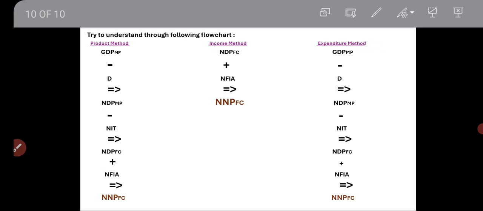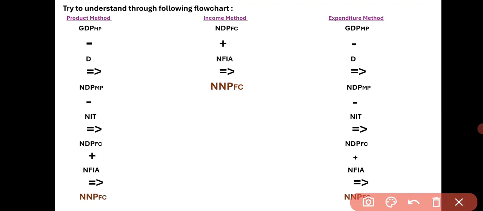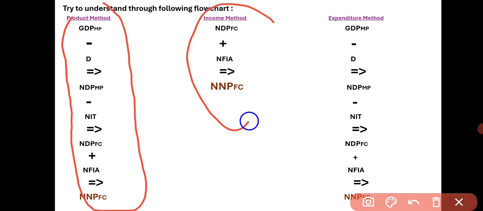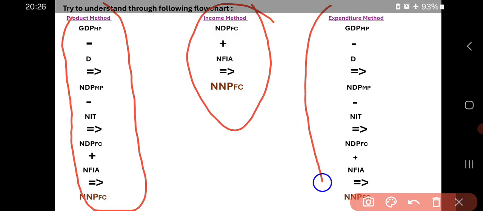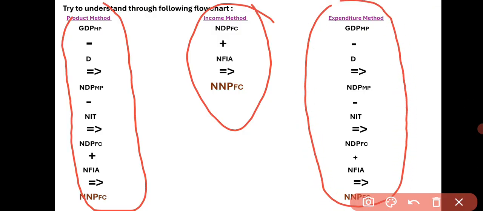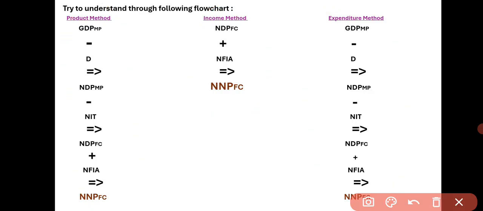Product method. You see, this is the product method, how to calculate national income in the product method, in the income method how to calculate national income, through the expenditure method how to calculate national income, it is given. You see, in the product method, first by adding the market value of final goods and services, we are getting gross domestic product at market price. And after deducting depreciation value, this is the minus sign, from GDP MP, we get NDP MP.